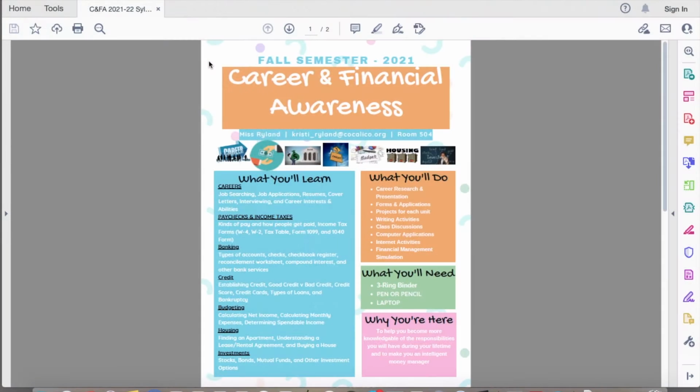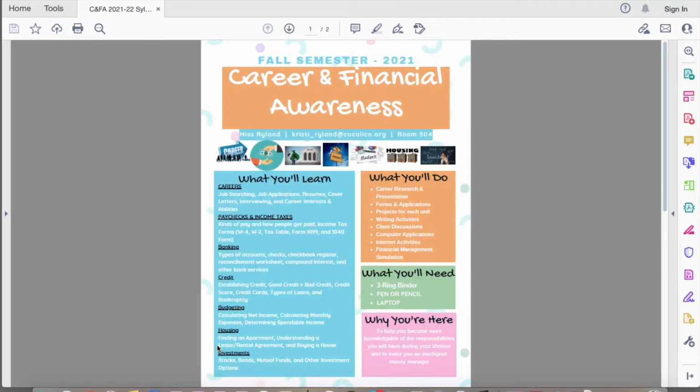You are seeing the syllabus for my Career and Financial Awareness class that was distributed to students on the first day of the semester. On this syllabus, it covers what they will learn in the class, some of the things that they will do, materials that they will need each day, the reason for the class. So on the left-hand side, down through what you'll learn are the different units that we cover in this class.